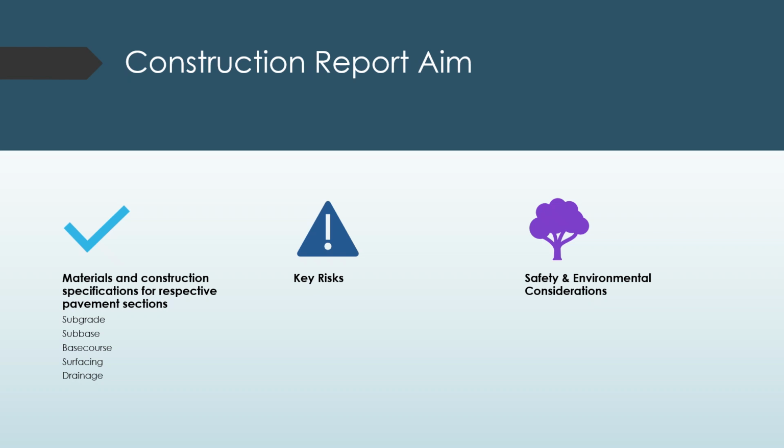The aim of the construction report is to provide materials and construction specifications for the pavement sections within the proposed bypass, being the northern, southern and intersections. This consists of details on the subgrade, subbase, base course, surfacing layers and drainage within the pavements. Also to identify key risks and safety and environmental considerations. This presentation provides a summary and highlights the key elements of the report.